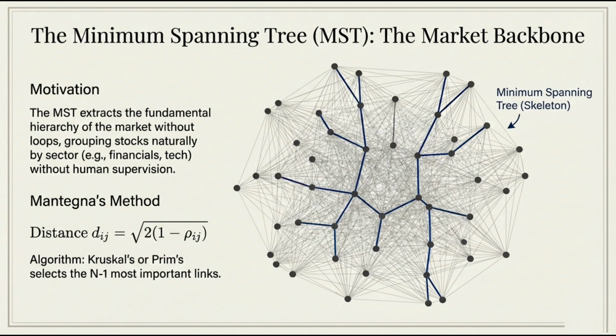The mathematical idea uses a distance measure derived from correlation. D sub ij equals the square root of 2 times 1 minus rho ij. Let's interpret that. If two assets are highly correlated, rho is large, so the distance becomes small. In other words, assets that move together are treated as close neighbors in the network. Then an algorithm like Kruskal's or Prim's selects the most important links needed to connect all nodes without creating cycles. Think of the MST as the market's backbone. It strips away clutter and leaves behind the architecture that matters most for understanding hierarchy, clustering, and possible channels of co-movement.